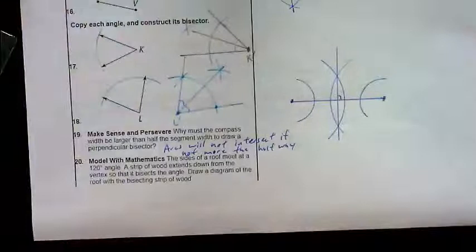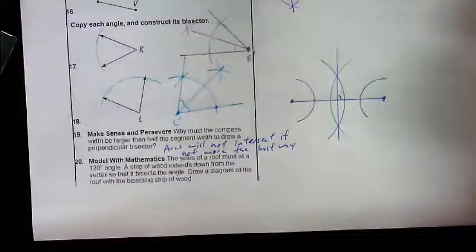There we go. On the next one, number 20. Model with mathematics. The sides of a roof meet at a 120 degree angle. A strip of wood extends down from the vertex so that it bisects the angle. Draw a diagram of the roof with the bisecting strip of wood. So the sides of a roof meet at a 120 degree angle.